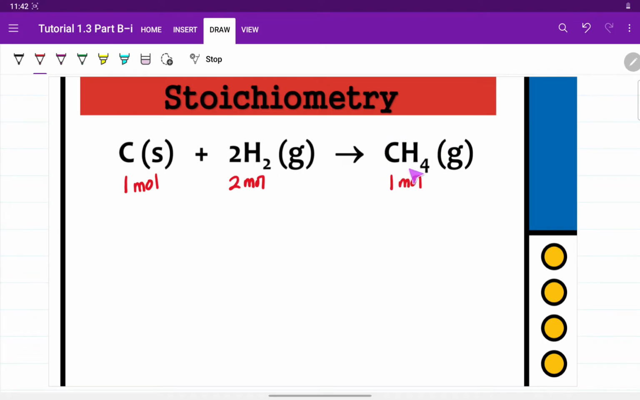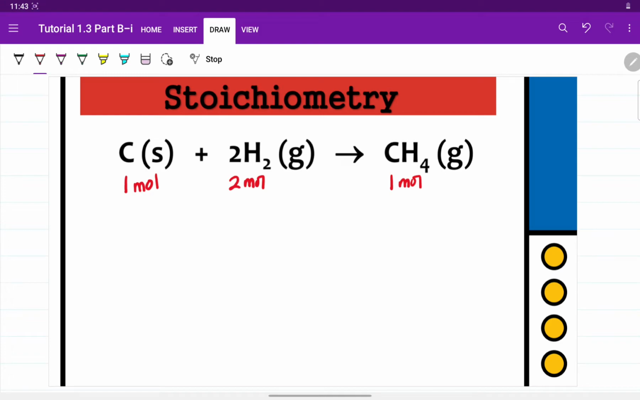Jadi kalau saya nak hasilkan 1 mole CH4, 1 mole methane, I need to have 1 mole of carbon. And at the same time, I need to have 2 moles of hydrogen gas. Kalau saya nak hasilkan 1 mole CH4 dekat sini. Relationship ni kita boleh tulis dalam bentuk stoichiometric equation. I hope you still remember about the stoichiometric equation that I mentioned in a previous lesson.